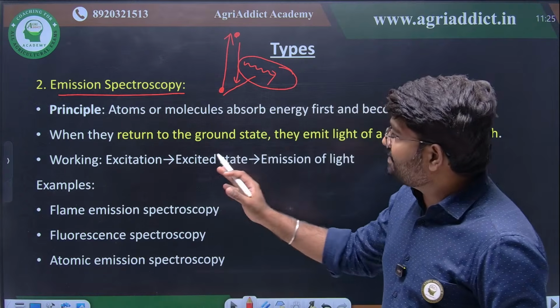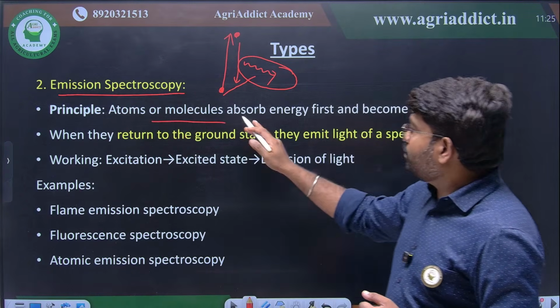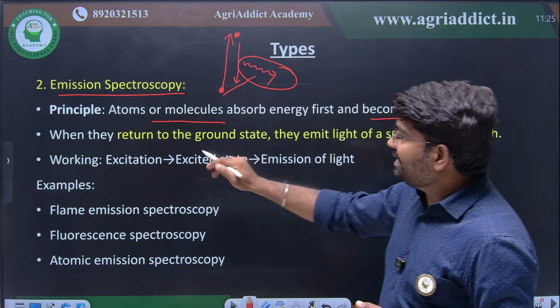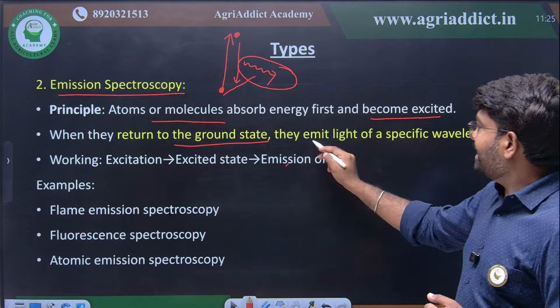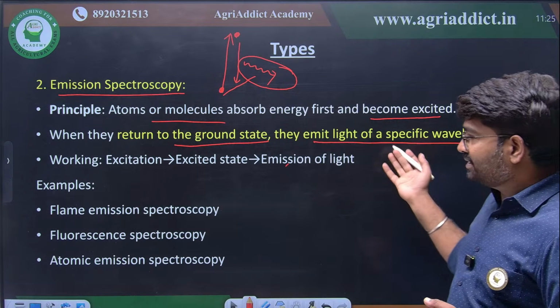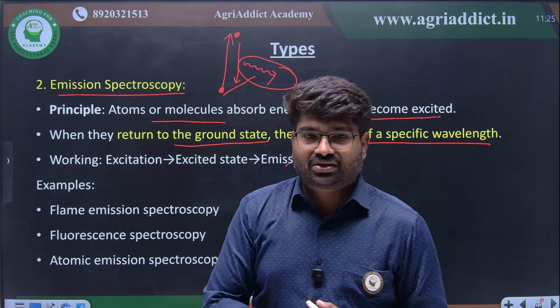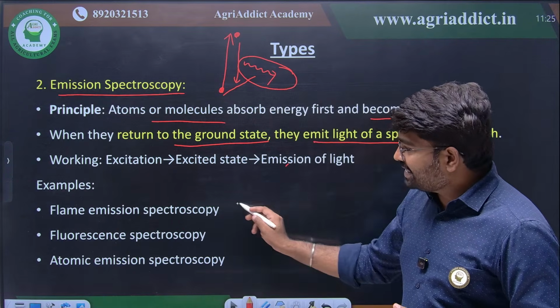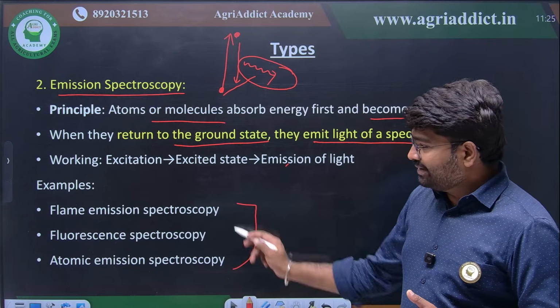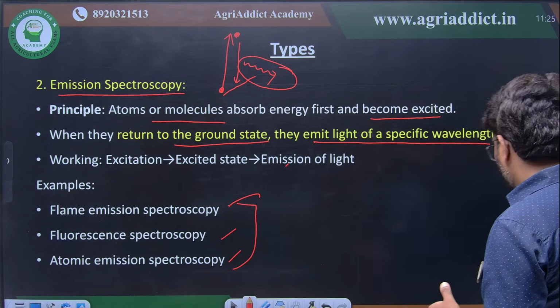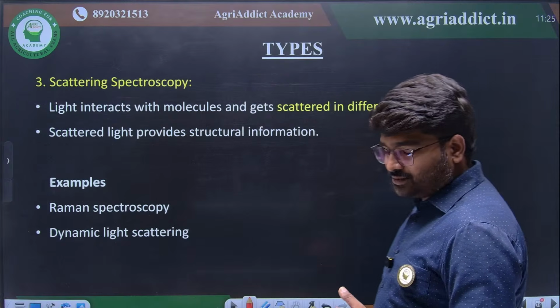So the basic principle is what? Atoms or molecules absorb energy first and become excited. When they return to the ground state, they emit light of a specific wavelength. This emission is directly proportional to the concentration of the analyte. So these are examples of emission spectroscopy: flame, fluorescence and atomic spectroscopy. Clear? Flame, fluorescence and atomic spectroscopy.